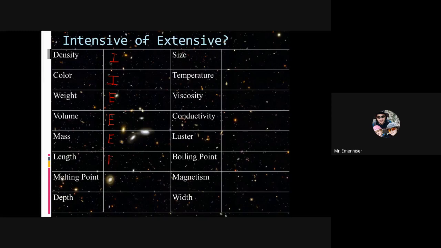Length is extensive, right? If I have a stick and I measure its length, well, the longer the stick, the more length I have. And so it depends on how much. If it depends on how much, it's extensive.